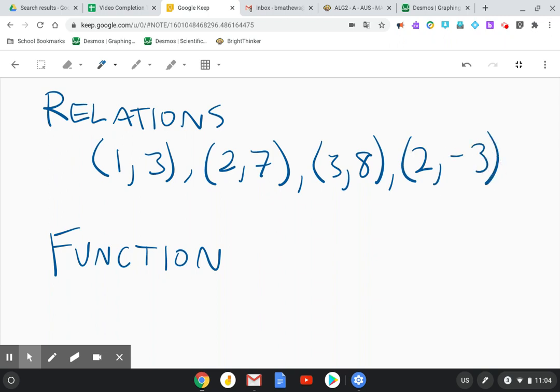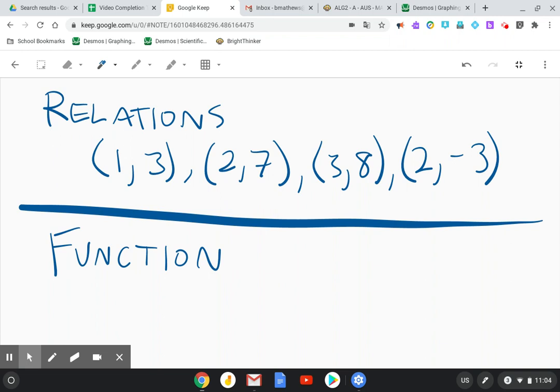Like something like that. So this would be a relation. So the thing about relations is they don't have to have necessarily a rule or any kind of reason for these different numbers to be connected. 1 and 3, 2 and 7, 3 and 8, 2 and negative 3. And that is what differentiates relations from functions.